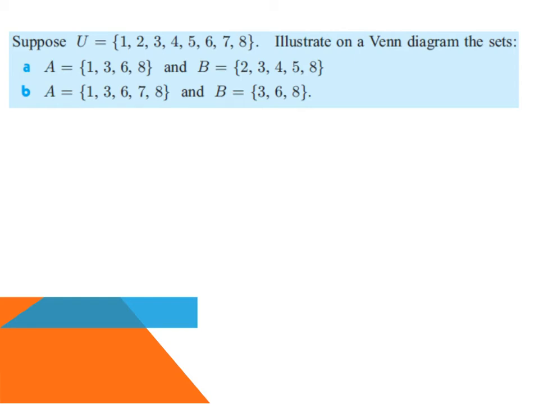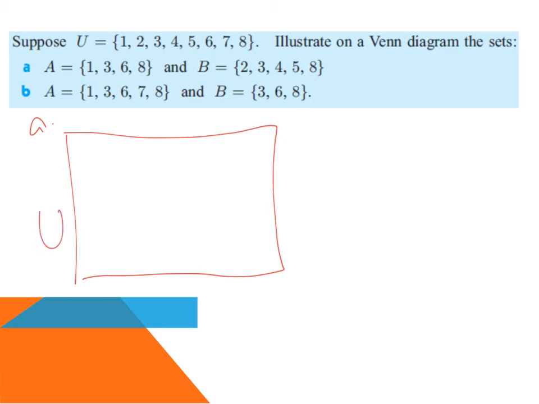So here we have, suppose U is 1, 2, 3, 4, 5, 6, 7, and 8, and we want to illustrate on a Venn diagram A and B. So here's our U for part A. Here's our universal set. Then we have set A has 1, 3, 6, and 8, and B has 2, 3, 4, 5, and 8. So they both have an 8 and they both have a 3. So they are going to have an intersection. So we're going to draw them this way.